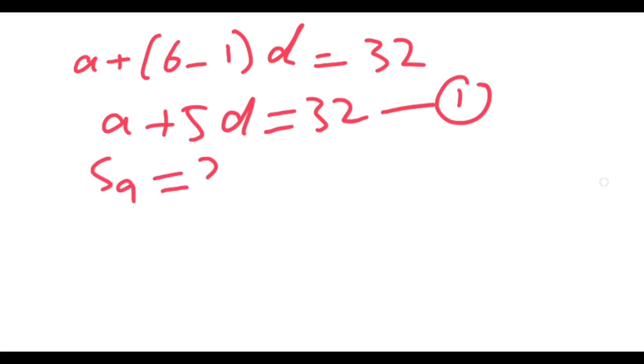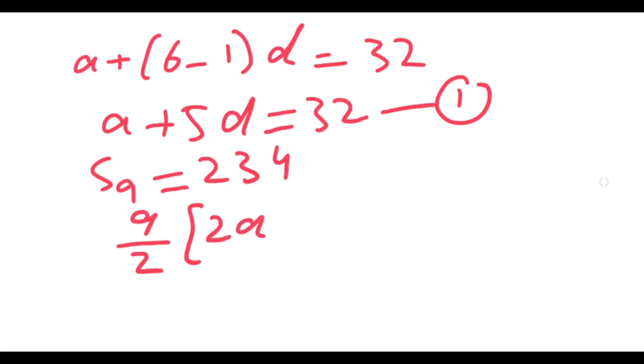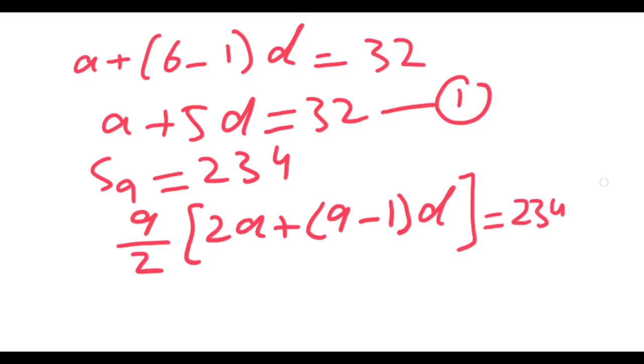S9 is equal to 234. So therefore, 9 over 2, n over 2, the Sn formula I'm using, big bracket 2a, we don't know a, d also we don't know, plus what we do have, the n, 9 minus 1 d, big bracket close, is equal to 234. Now I'm going to solve.